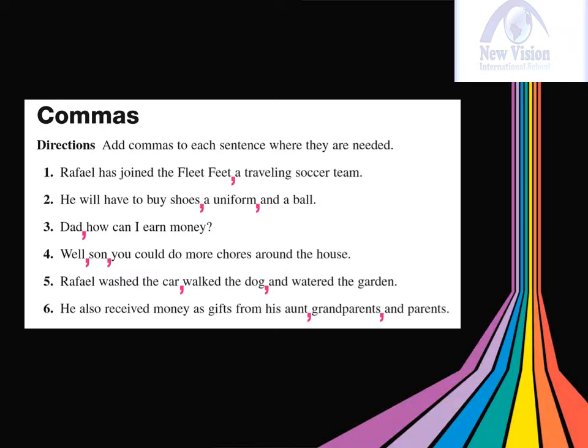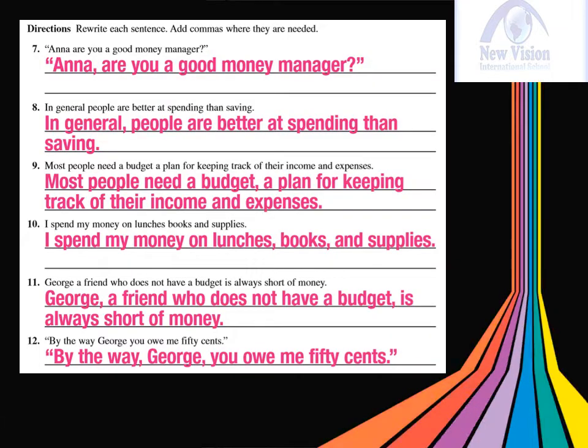And number 6. We put commas after the words aunt and grandparents. He also received money as gifts from his aunt, grandparents, and parents. Rewrite each sentence. Add commas where they are needed. Number 7. Anna, are you a good money manager? We put a comma after the name Anna.